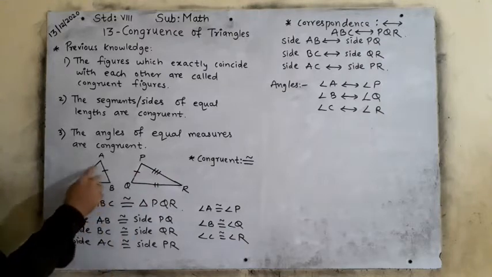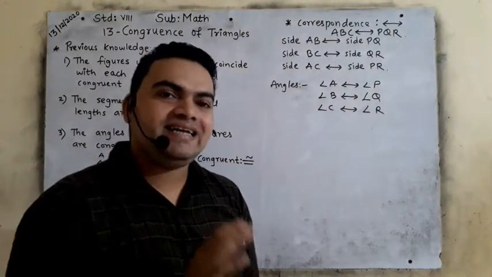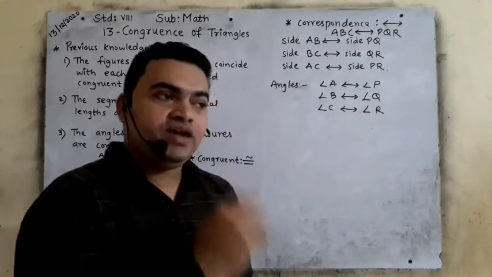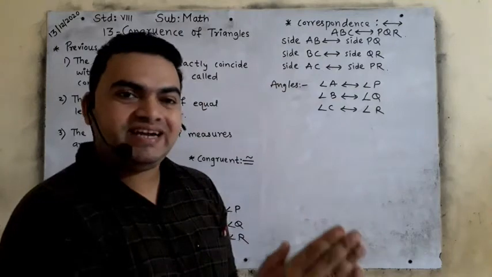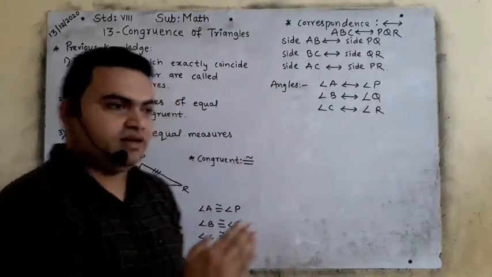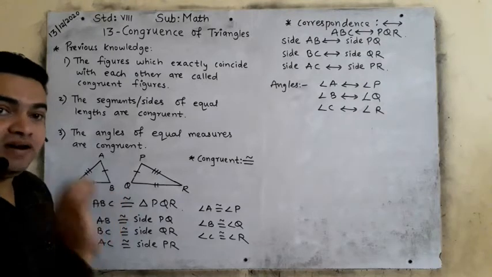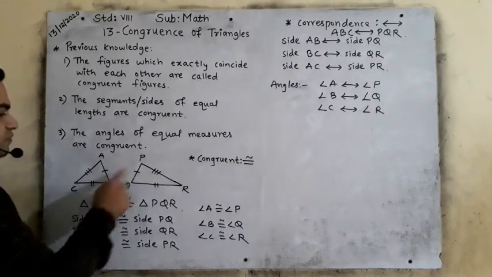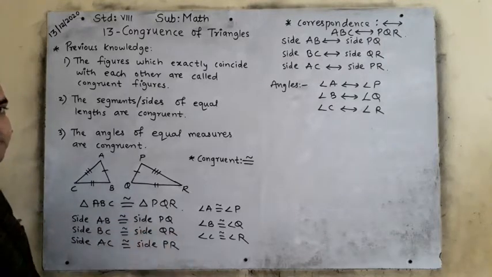It means identical marks will be given to you in the figures. We have to observe them and then write which side is congruent to which side and which angle is congruent to which angle. But while writing, we should see the perfect order of angles, vertices or sides. Then only we will write perfectly.